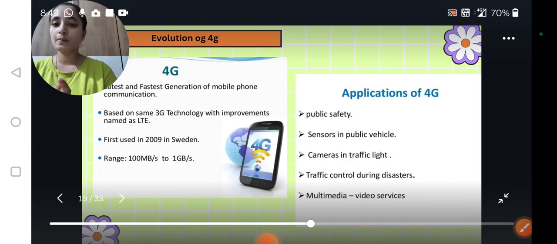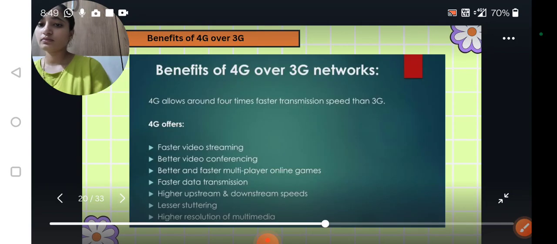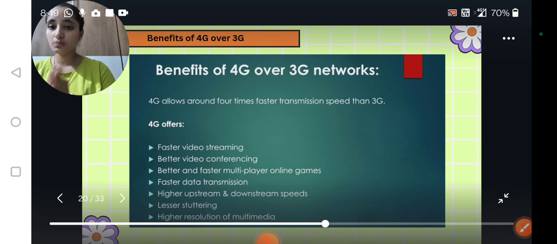Applications of the 4G: public safety, sensors in public vehicle, cameras in traffic light, traffic control during disasters, multimedia video services. Next we move on to the benefits of 4G over 3G. 4G allows 4 times faster transmission speed than 3G. 4G offers faster video streaming, better video conferencing, better and faster multiplayer online games, faster data transmission, higher upstream and downstream speeds, lesser stuttering, higher resolution of multimedia.